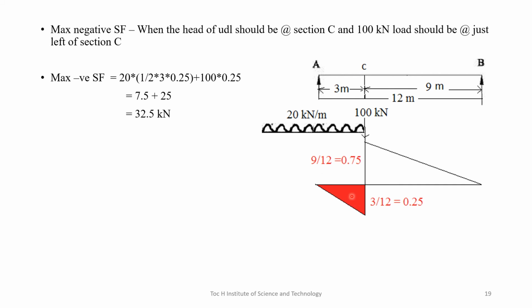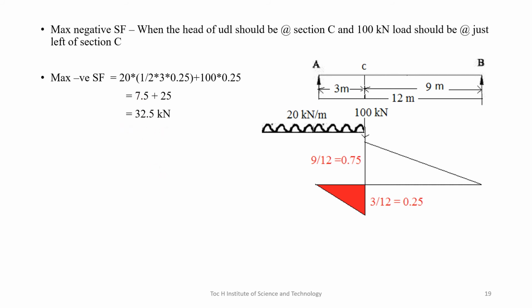Here you can see the shaded area is a triangle, and we find the area of this triangle using the equation half BH, and that times the intensity of load, that is 20. So 20 into half into 3 into 0.25, where this ordinate, the maximum negative shear force ordinate, is Z by L, and we got it as 0.25. So the maximum negative shear force is equal to 32.5 kilonewton.